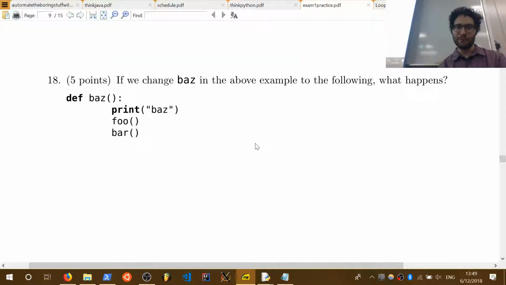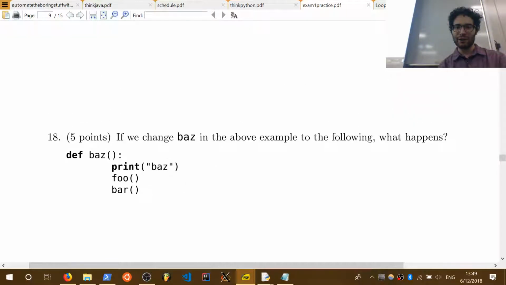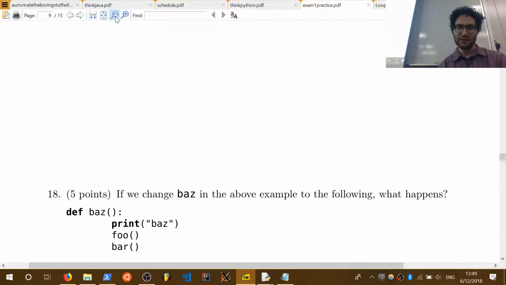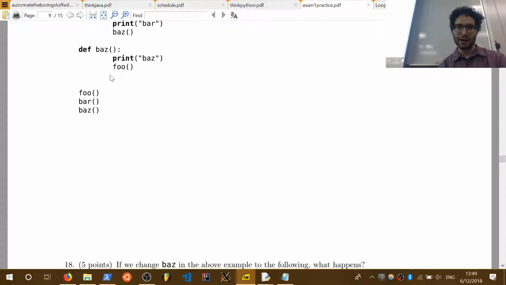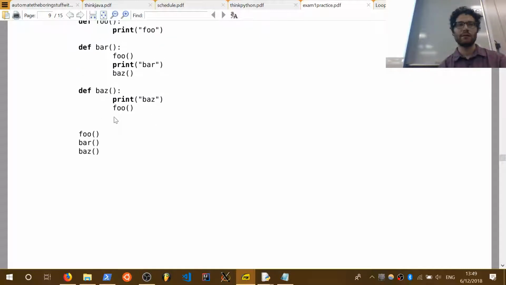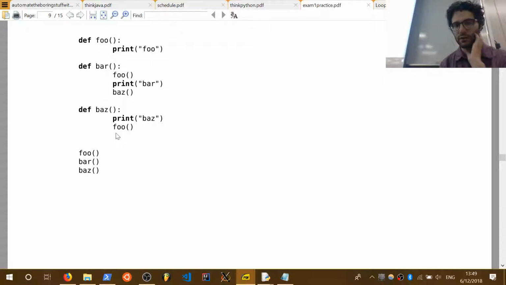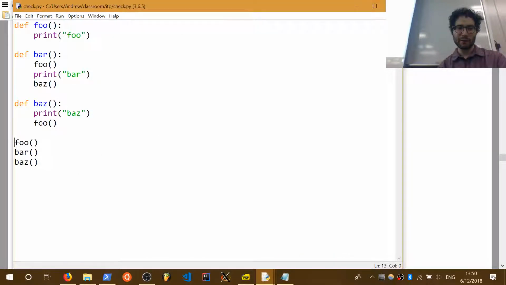Now one of my favorites: what if we change bos in the following example to this? If we replace bos with adding a bar call underneath here, what's going to happen? Now bos has a bar call. It's just going to print foo, bar, and bos over and over again. Why? Endless loop, because bar calls bos and bos calls bar. Yep, that's what's going to go on.